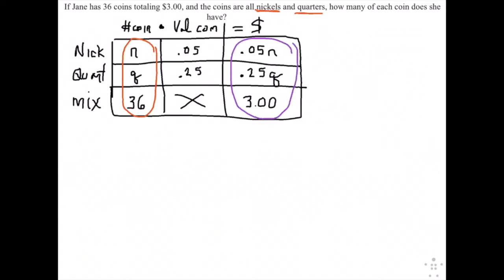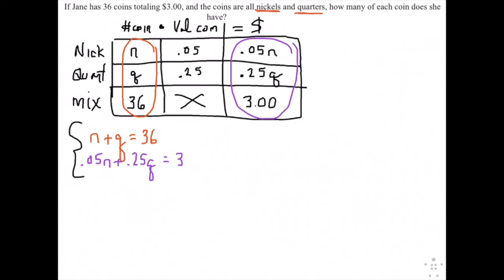If we look at the first column, I have a certain number of nickels, a certain number of quarters, and that equals 36. So N plus Q equals 36. In the last column, I have a certain amount of money in nickels, a certain amount of money in quarters, and when I add them, I get $3. So I have 0.05N plus 0.25Q equals $3. Okay, and there is my system.